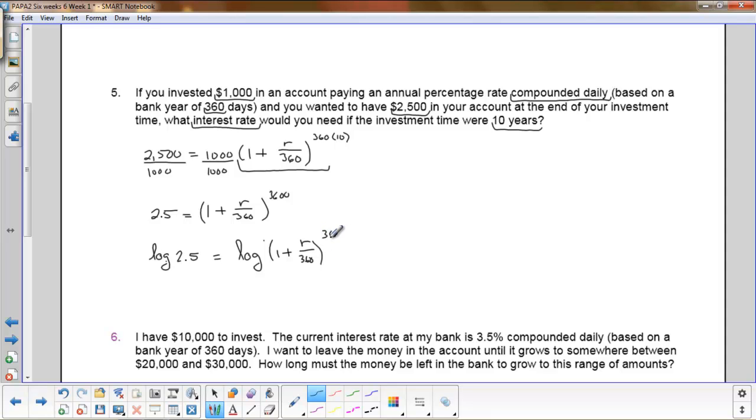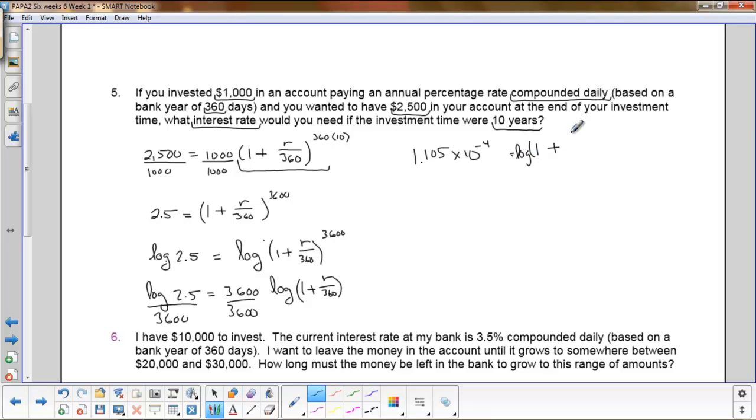We use the power property of logarithms at this point to bring it out in front, and we get log of 2.5 equals 3,600 times log of 1 plus r divided by 360. Now I can divide this out to the other side. And now I get a very teeny number, 1.105 times 10 to the negative 4th power. That equals the log of 1 plus r divided by 360.